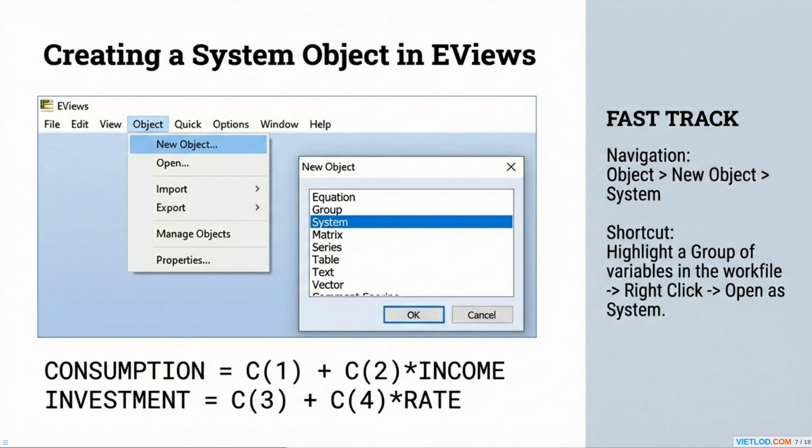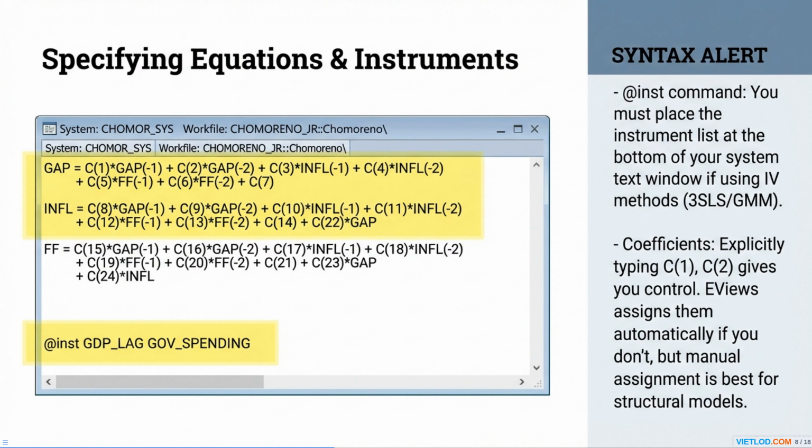EViews will then create the object for you. Once the system object is open, you can type your equations. The syntax is straightforward. For example, consumption equals C1 plus C2 times income. Here, C1 and C2 are the coefficients to be estimated. If you wanted to model consumption and investment, you would open a new system object and type two lines. Consumption equals C1 plus C2 times income, and investment equals C3 plus C4 times rate. EViews understands that this is a two-equation system. After creating the object, the next step is to correctly specify all the equations and, if necessary, the instrumental variables.